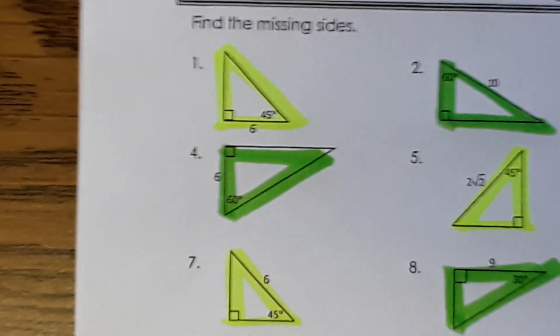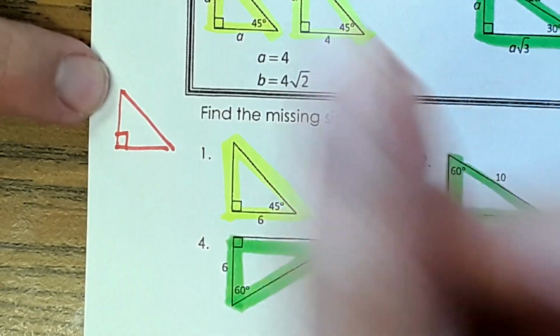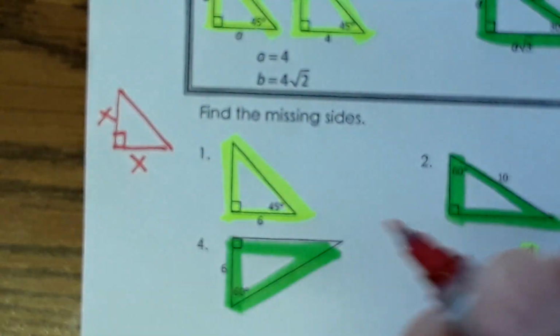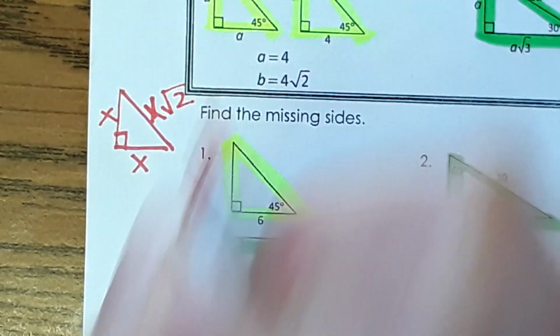So for the first one, and I'm just going to make a little note for myself, for these 45, 45, 90 degree triangles, it's x and x. These legs are the same measure, and then the hypotenuse is x times square root of 2.